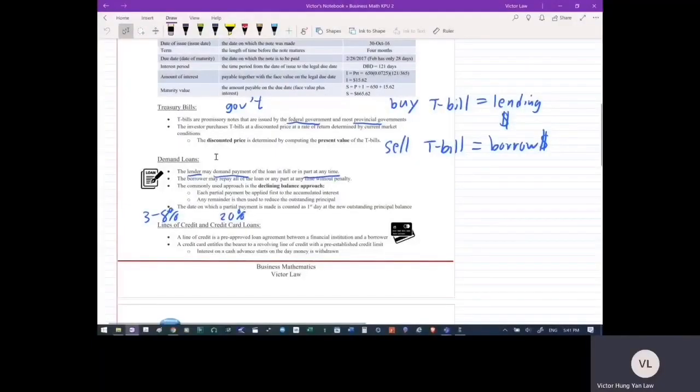Demand loans. A demand loan is basically when the lender may demand payments at any time, in full or in partial payments. That's a demand loan. And then the next terminology is line of credit and credit cards.